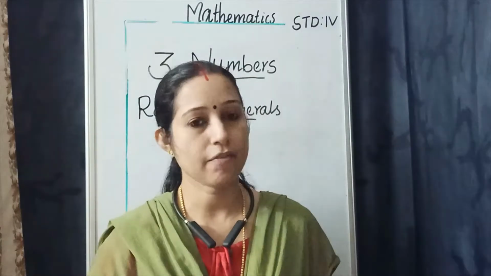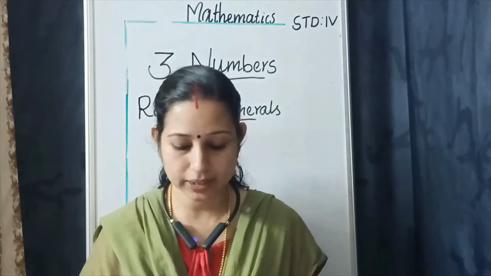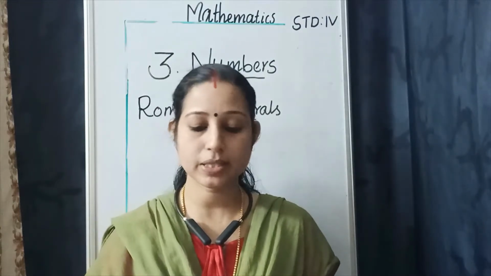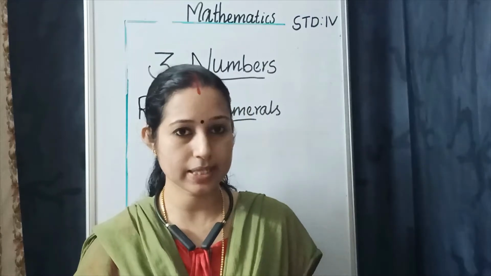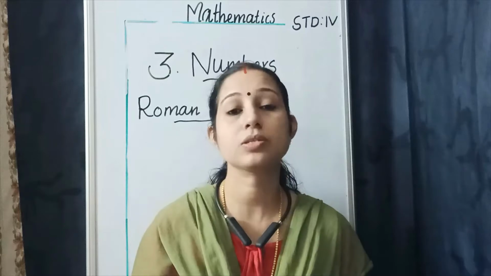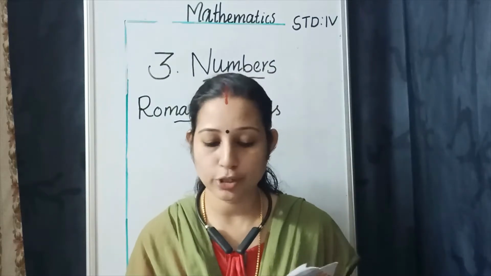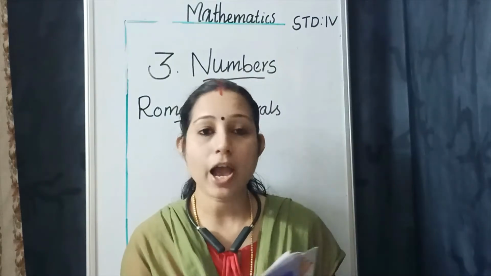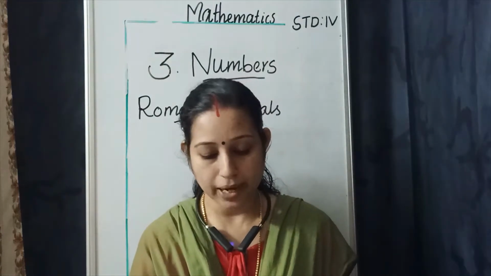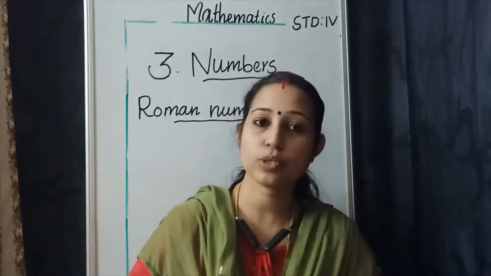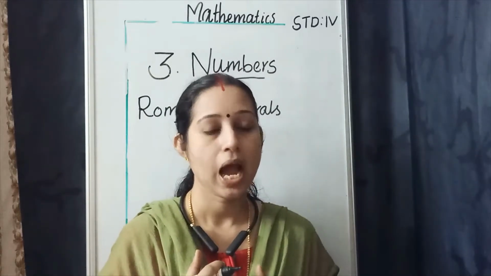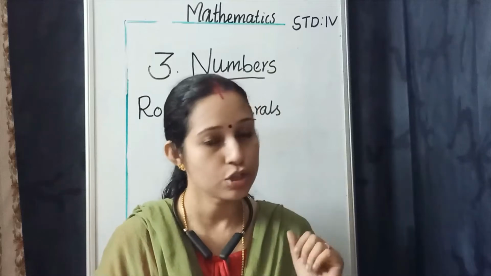Now we can discuss our third chapter. Chapter 3, numbers. The second chapter is there, so after the third chapter, we can discuss the second chapter. In this chapter, you will learn Roman numerals, 5 and 6 digit numbers, its place value chart, place value and face values, expanded form, comparison of numbers, ascending and descending order, and so on.